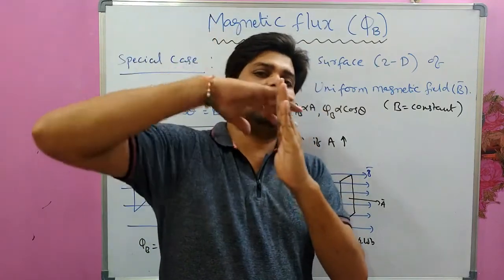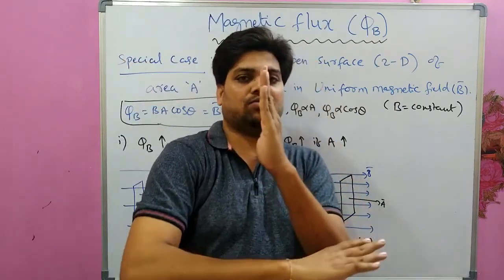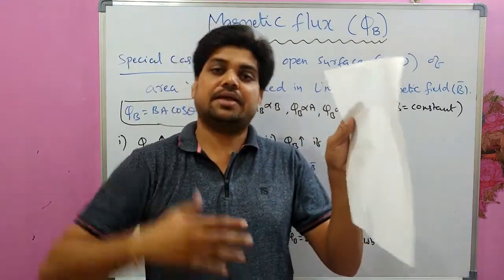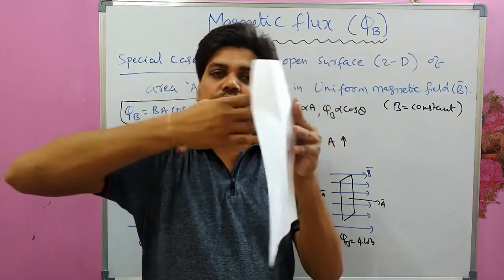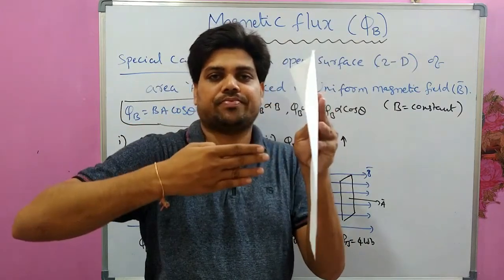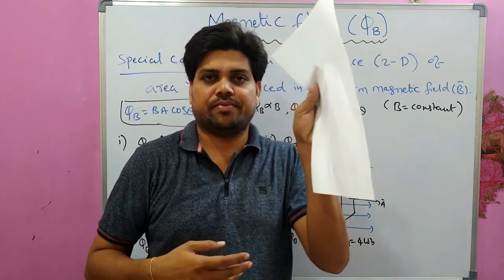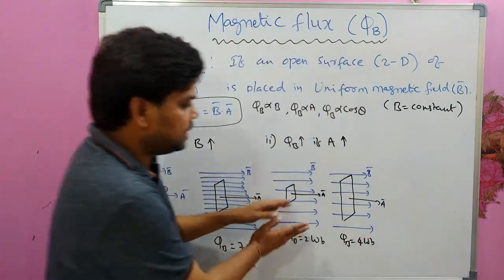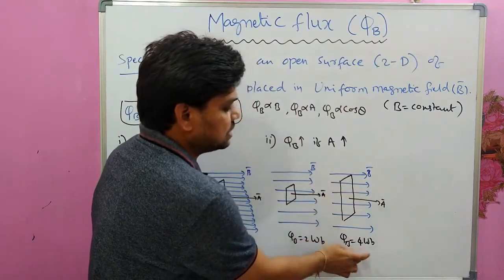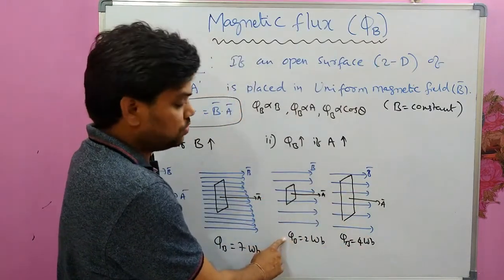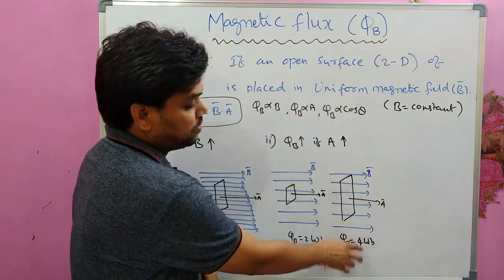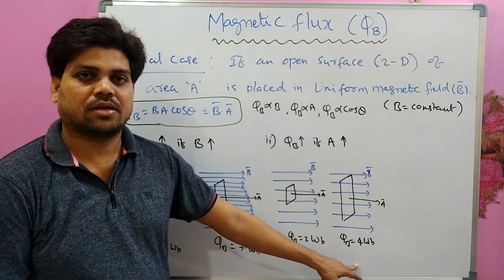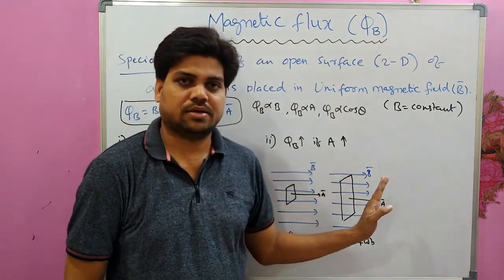They are going either upside or downside, right? But if I increase the area, the remaining 6 are also passing through this surface because of the big size, right? Very simple. So area increased, the magnetic field lines passing through the surface increased. So here it is 2 Weber, and here it is 4 Weber. Right? Okay.